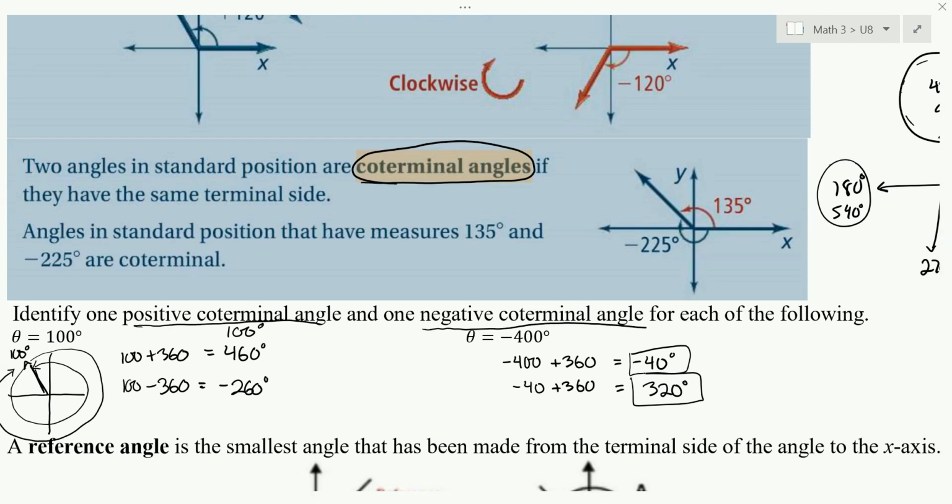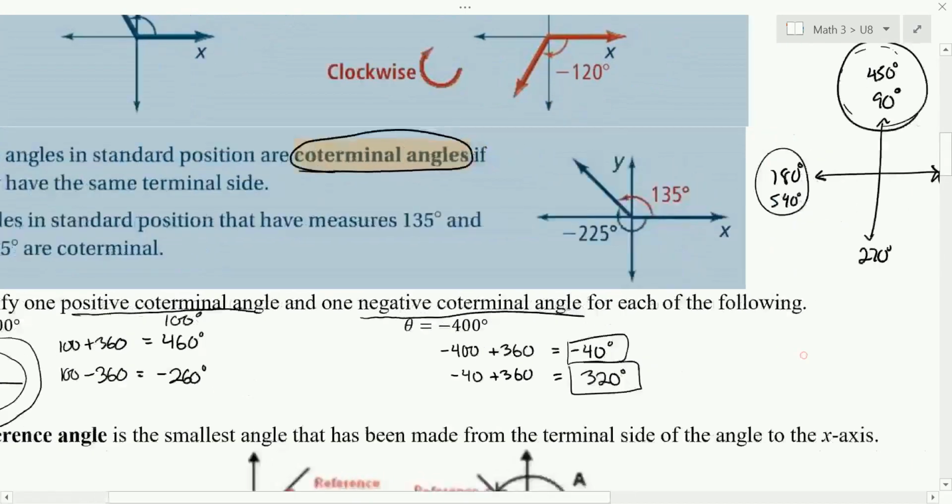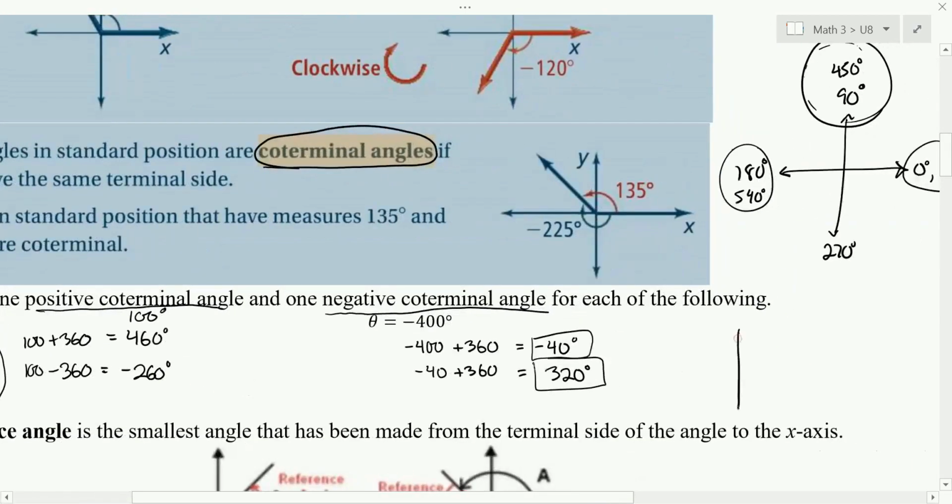Are there other positive and negative coterminal angles with this angle? Or are those the only two? What do you think, Jake? So if I'm at negative 40, we know is about right here. So this position's at negative 40. Also positive 320 is here. Also negative 400 is here. Are those the only ones?